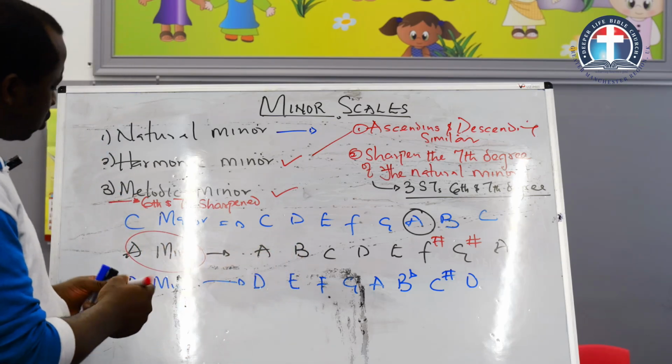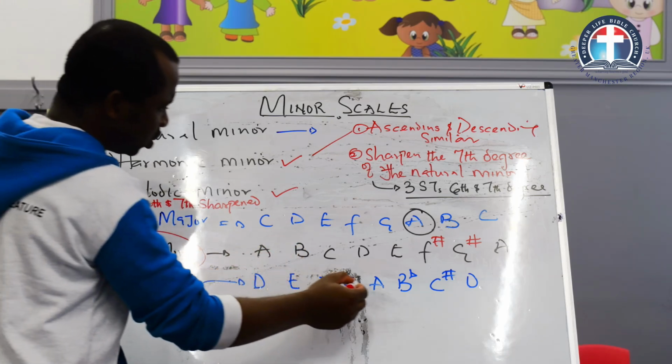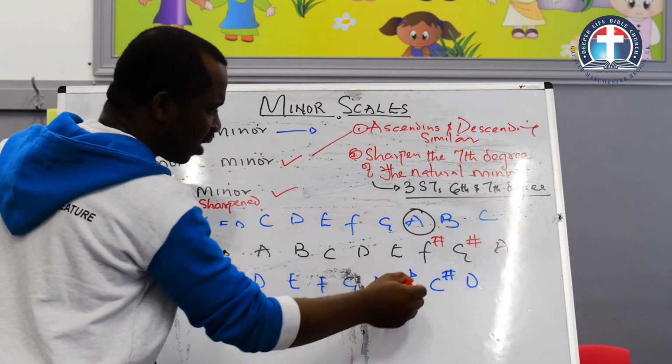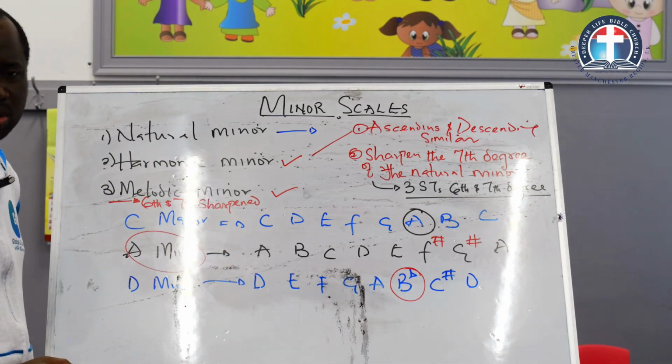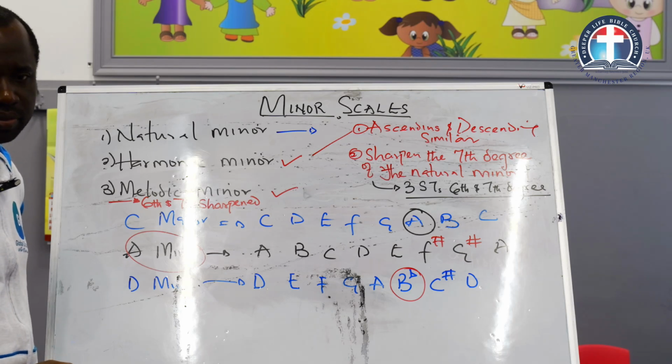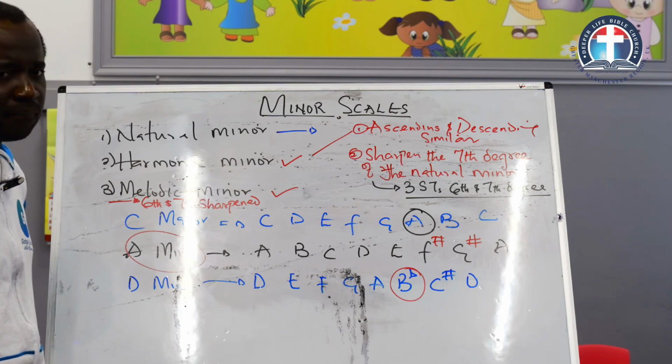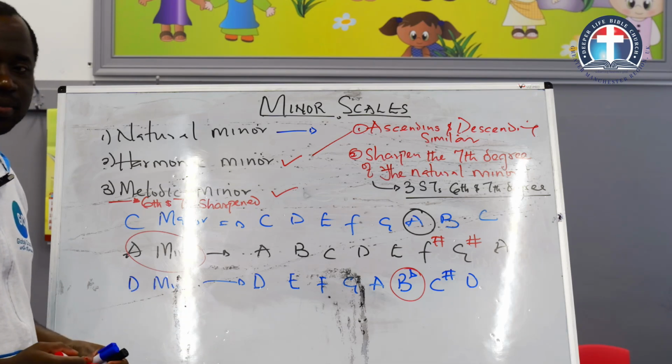Okay, so now let's look at this last one. D, E, F, G, A. This is the 6th and 7th. Now, for melodic, we need to sharpen this as well, right? So how do we do this now? What do we do here? We need to raise it by a semitone.